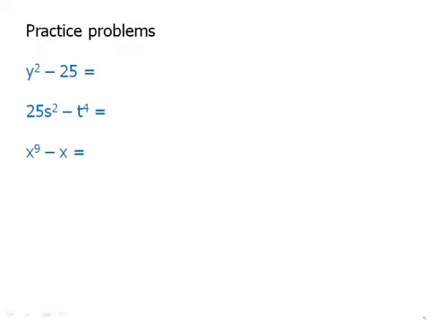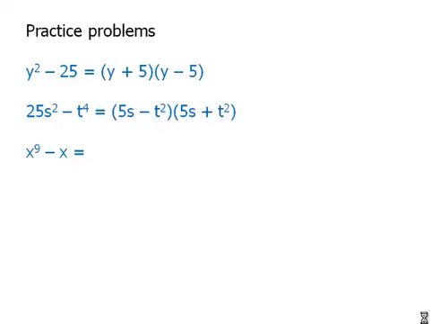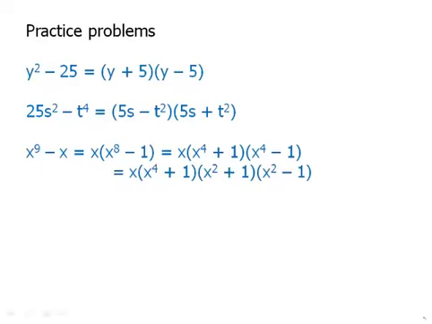So here are some practice problems. Pause the video and factor these fully, and then we'll talk about them. First one is very easy to factor. Second one, we can factor this. The third one, we factor out an x, and then we factor into x to the fourth plus 1 times x to the fourth minus 1, but that second one is a difference of squares, so we can factor that further. And then that x squared minus 1 is another difference of squares, so we can factor that further. So it turns out we get 5 different factors. That is the fully factored form of that last expression.